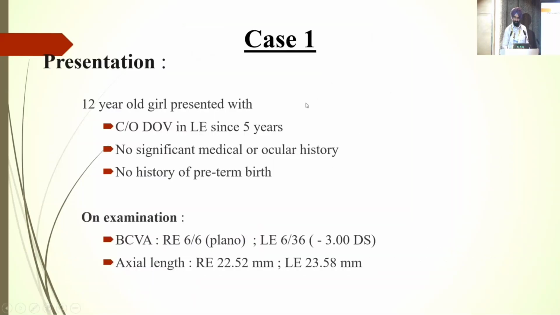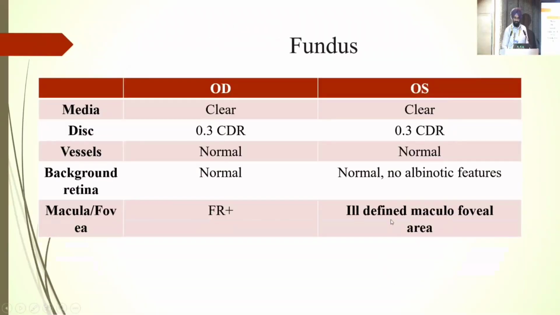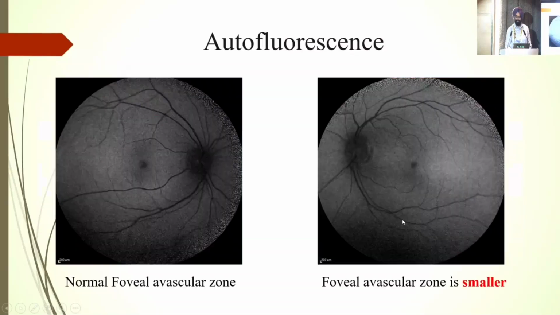So our first case, a 12-year-old girl, presented with complaints of decreased vision in the left eye since 5 years. There was no significant medical or ocular history, no preterm birth. The best corrected visual acuity in the left eye was 6/36 with -3 diopters, and the axial length was 23.5 mm. On slit lamp examination, the anterior segment was normal with notably no transillumination defects, no nystagmus. The fundus was normal with no albinotic features, but the fovea had an ill-defined maculofoveal area.